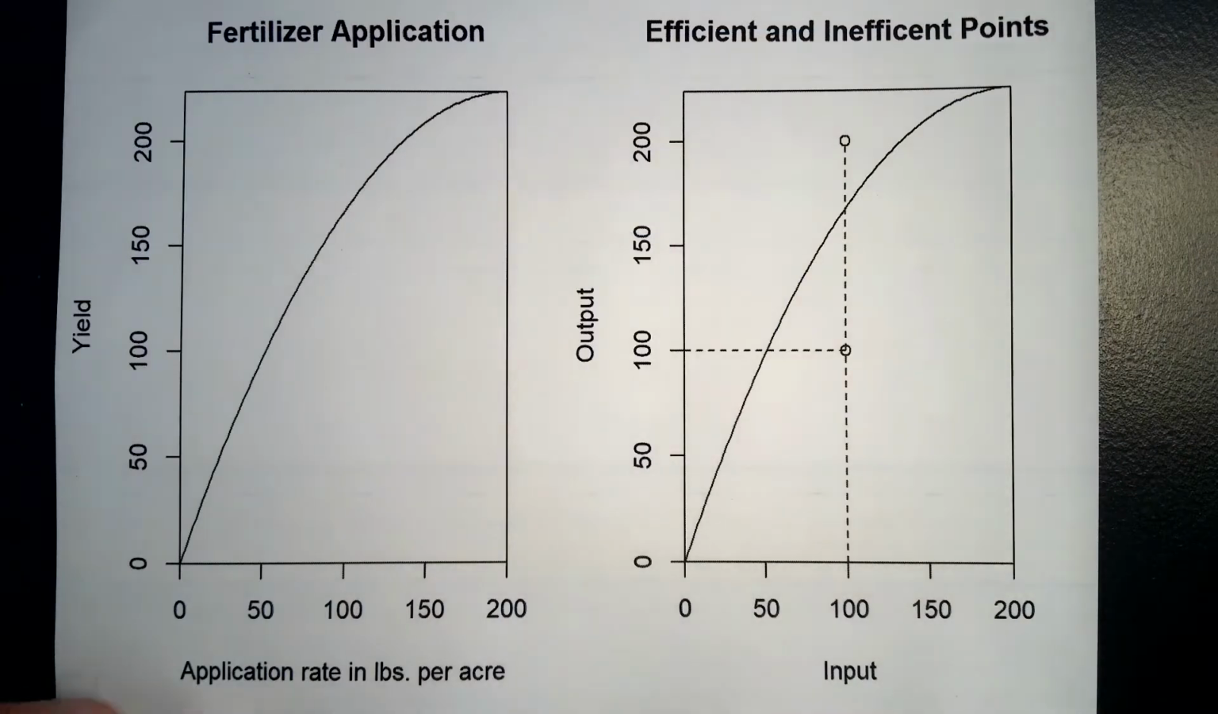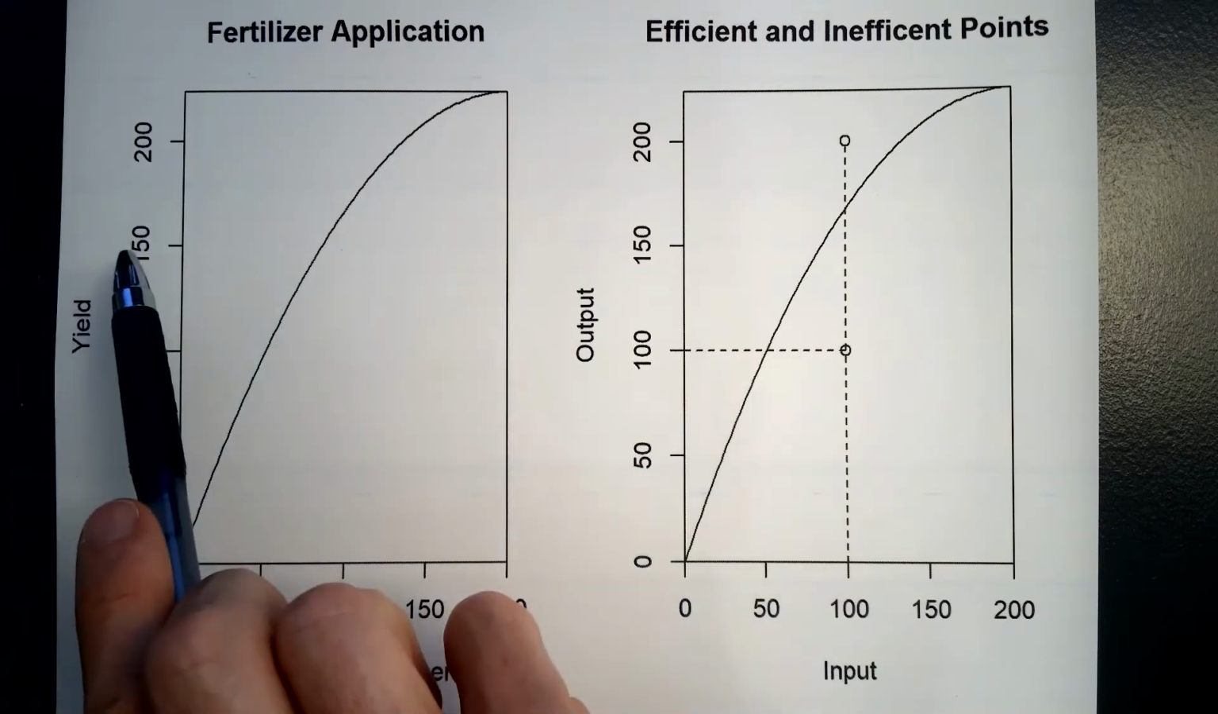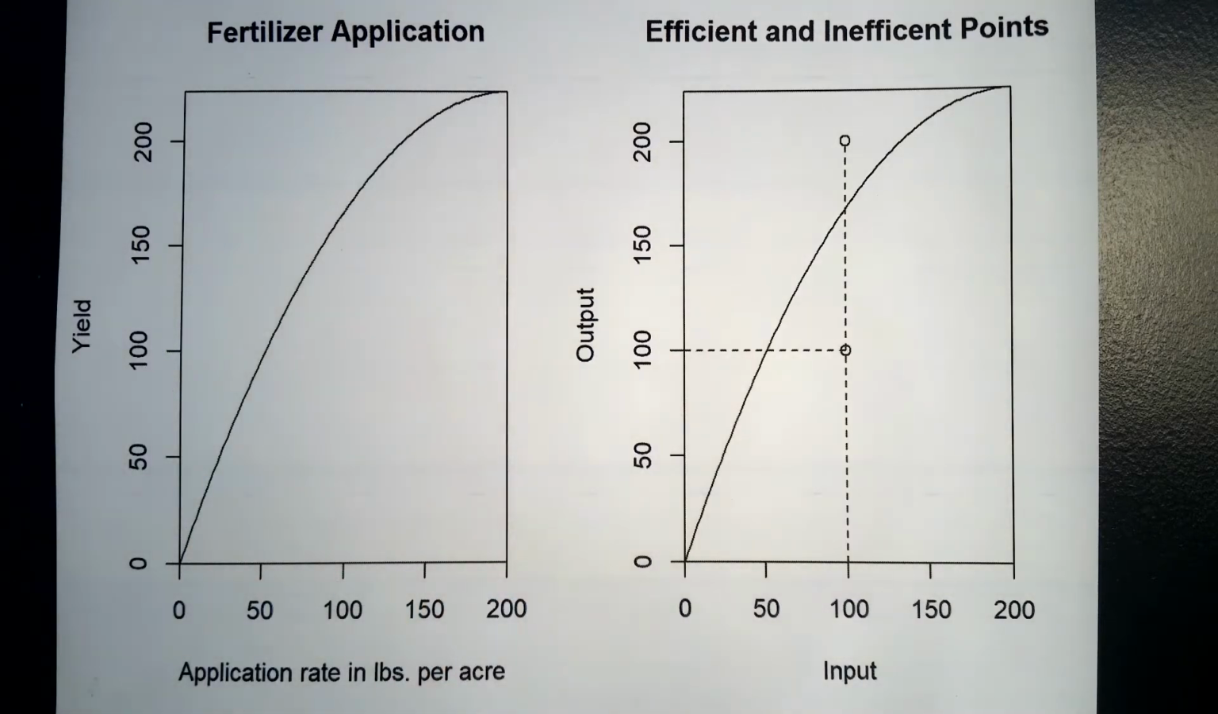Now, let us move to a more economics application. What you see here on the left-hand side is the production technology of a farmer or of a field. You have the input fertilizer and you have the output yield. The yield is how many bushels of corn you can harvest from an acre, for example.